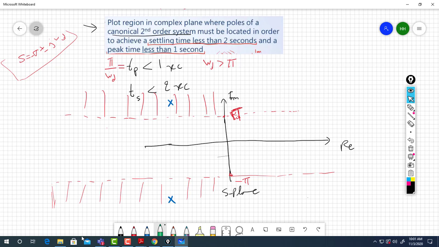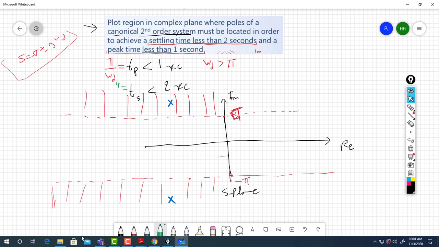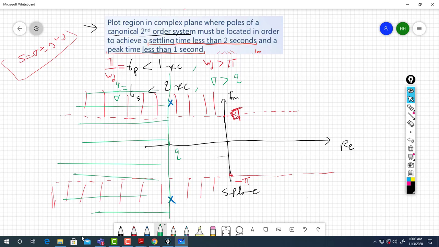So what about the settling time? Settling time is 4 over sigma, then sigma is more than 2. So if this is my 2, then I should be more than 2. Then all this region is a valid region, right?